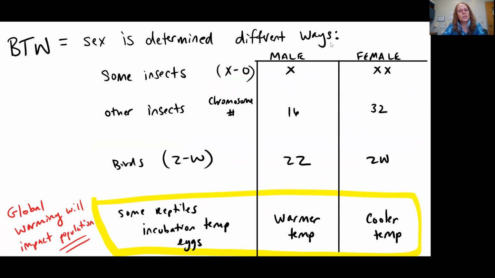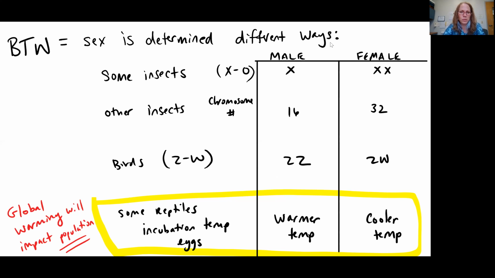Okay. Now, just as a side note, in humans, sex is determined by whether you're XX or XY chromosomes, but that's not the way throughout every part of nature. Some insects use an XO system. So if you're male, you get one X. If you're female, you get two X's. Other insects, like bees, go by chromosome number. So if you have 16 chromosomes, you're male. If you're diploid with 32 chromosomes, you're female.